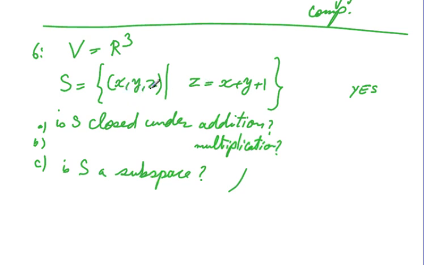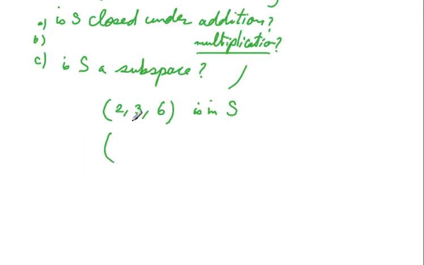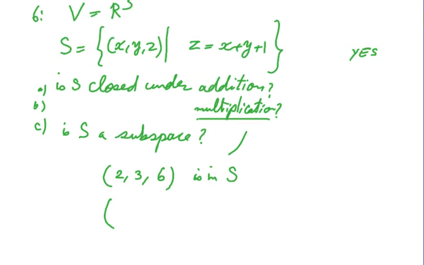So give me three numbers x, y, z such that this is a member of S. The numbers that you pick should have a certain property. What property should they have? Tell me. Suppose I start with 2 and 3. What should z be? 6. Is that right? The guys who are members of this set S: is it in S? Why? Because the last one is the sum of the first two plus 1. Now, if it wants to be closed under multiplication, what should be true?